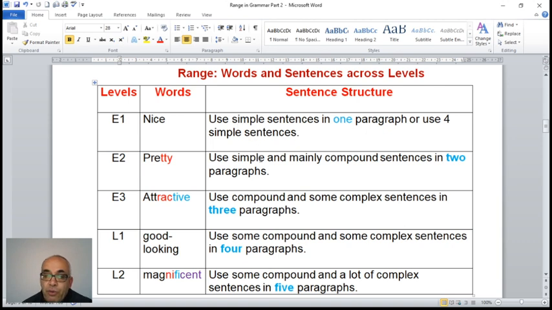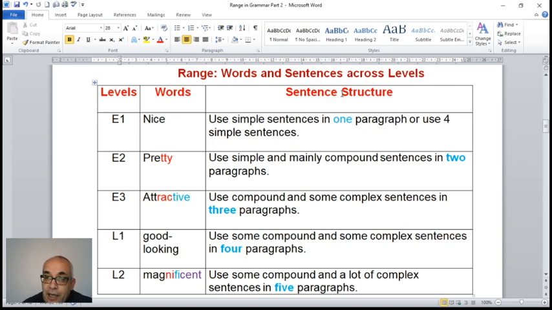If you go to entry 2, you have to use simple and mainly compound sentences in 2 paragraphs. So now you have to write 2 paragraphs, and that's why I put number 2 in blue. If you are entry 3, you have to use compound and some complex sentences in 3 paragraphs. And level 1, you have to use some compound and some complex sentences in 4 paragraphs. And level 2, you have to use some compound and a lot of complex sentences in 5 paragraphs.